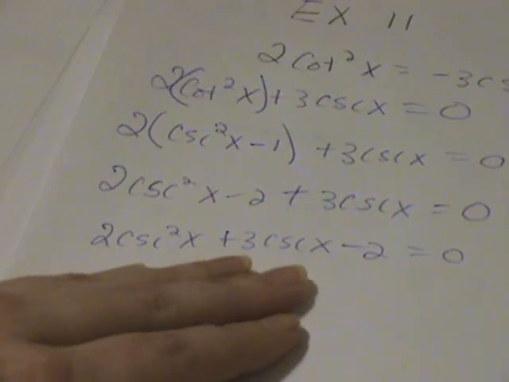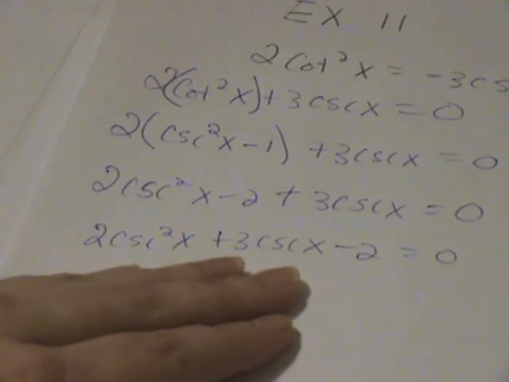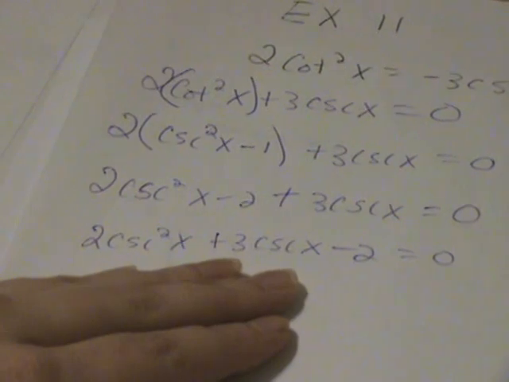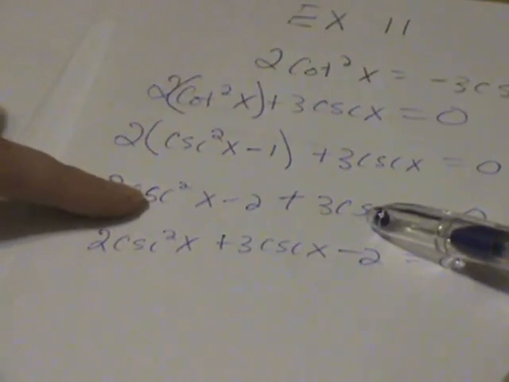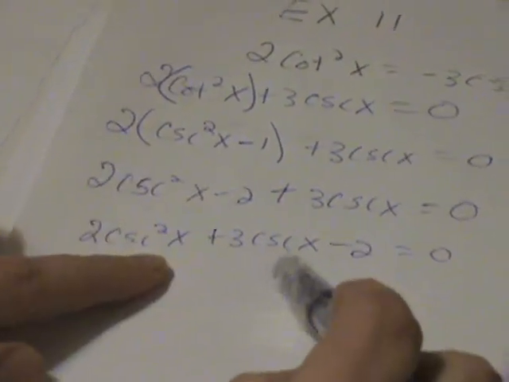If it looks like this, it's going to be able to factor. If you're trying to factor and it won't factor, then you made a mistake somewhere up here. Go back, find your mistake, because these are going to be able to factor. Okay?